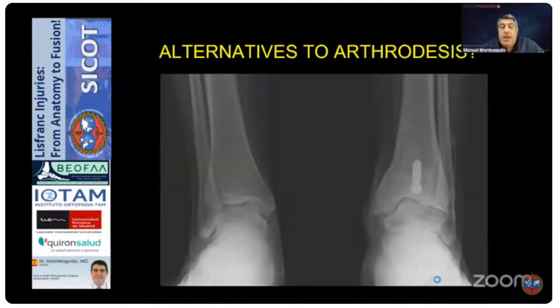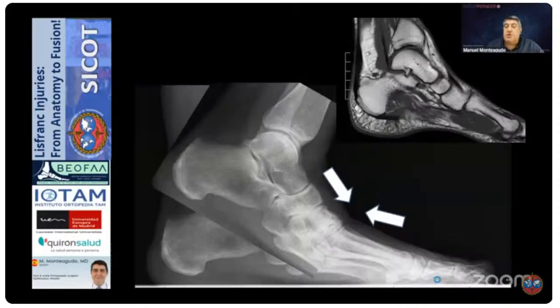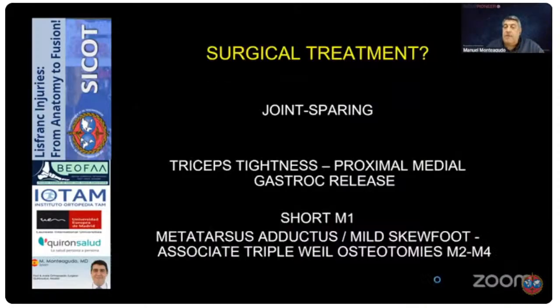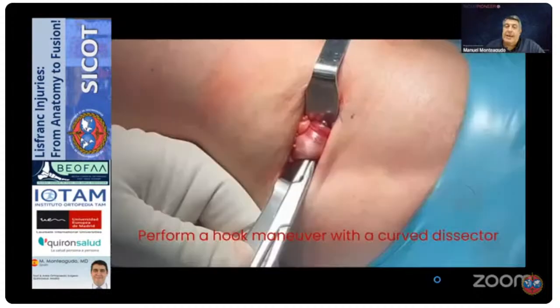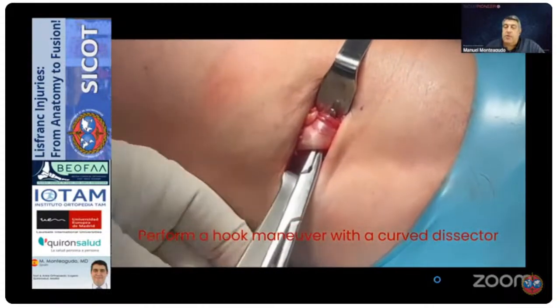Is there any alternative to an arthrodesis? Well, we're quite familiar with this type of asymmetric arthritis in the ankle. So many of us will think of supramalleolar osteotomy in this case, but think of the sagittal plane for that. Can we save the Lisfranc joint? We've been working a lot on this, and we believe the combination of addressing these two problems, the proximal gastrocnemius release and acting on the forefoot, can get patients away from arthrodesis.